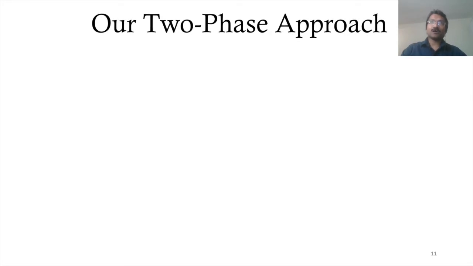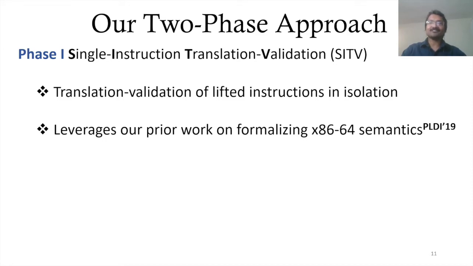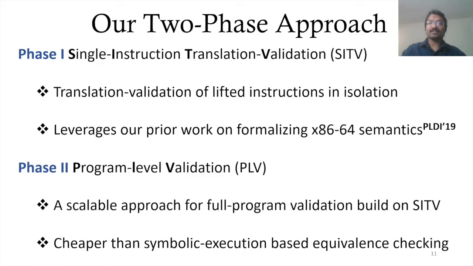Let me lay out our approach, which has two key phases. Phase 1 is single instruction translation validation, which is the translation validation of the lifting of individual instructions in isolation. This leverages our prior work on formalizing x86-64 semantics, which was published in PLDI last year. In phase 2, we devised a scalable approach for full program validation built on top of phase 1. Phase 2 is much cheaper than symbolic execution based equivalence checking.